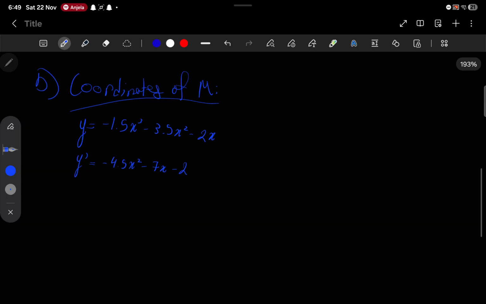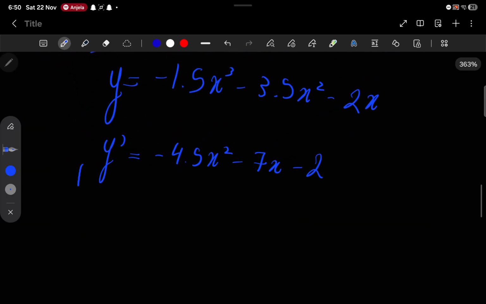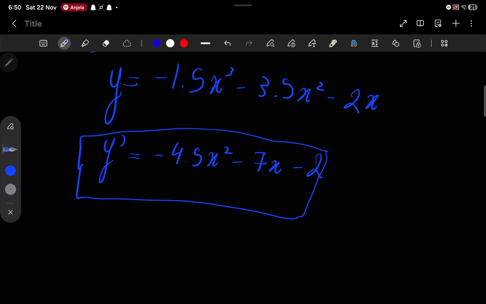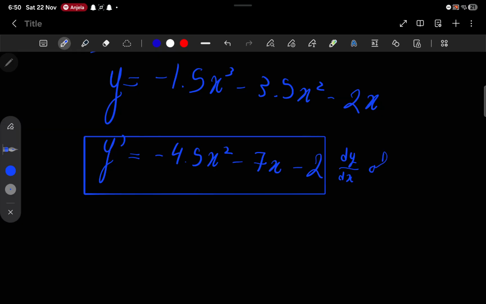Okay, now what is this? This is the equation of the tangent, or the derivative, sorry. This is the derivative of y of the entire curve. This is the derivative of C. So dy by dx of curve C.